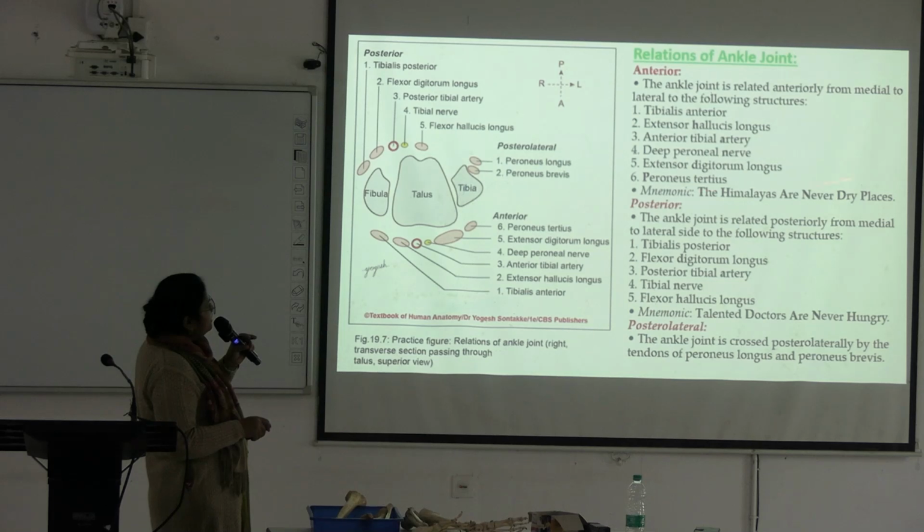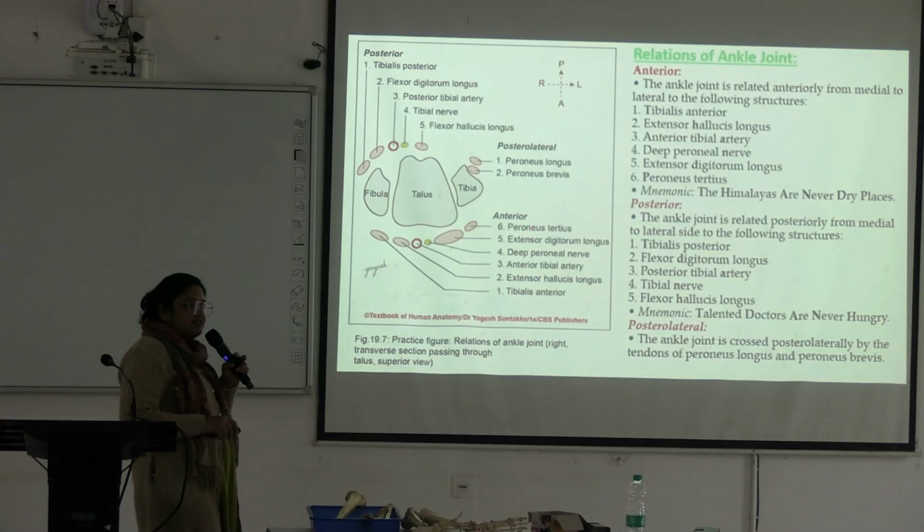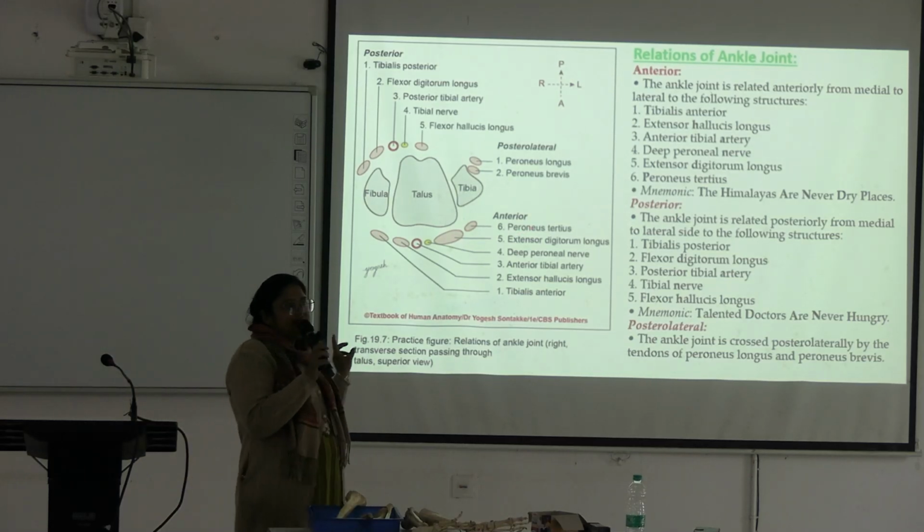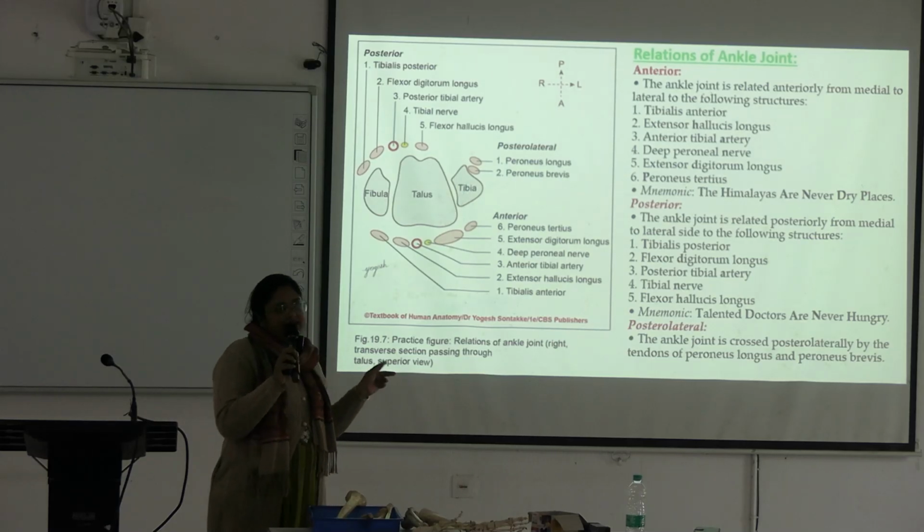You can remember it like this: the Himalayas are never dry places. T, the H is hallucis, Himalayas. R, never: R is artery, never is nerve. Then D is dry, deep peroneal nerve, and places is peroneus tertius. Another mnemonic you can remember: TB hole ami bhai noroker dak pai.